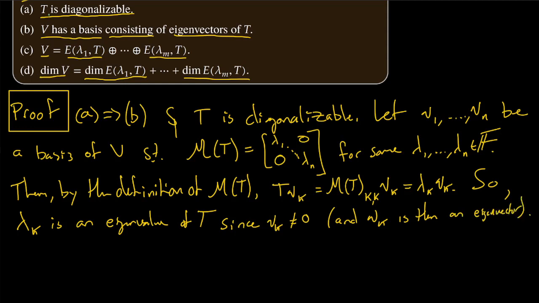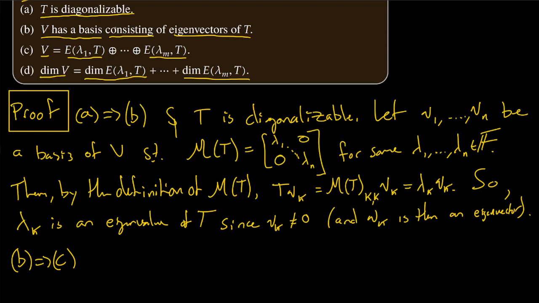So if T is diagonalizable, then you can find a basis such that the matrix of T is diagonal. And we just showed that every element in that basis is an eigenvector. So A implies B. All right, cool. Let's do B implies C. So this is actually pretty straightforward so far. If T is diagonalizable, then you can find a basis where all of the basis elements are eigenvectors of T.